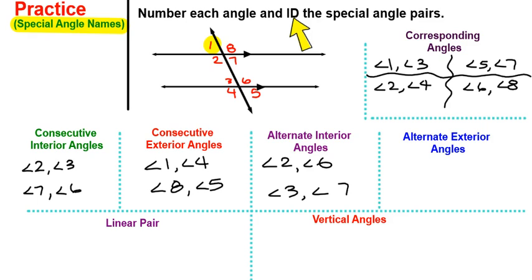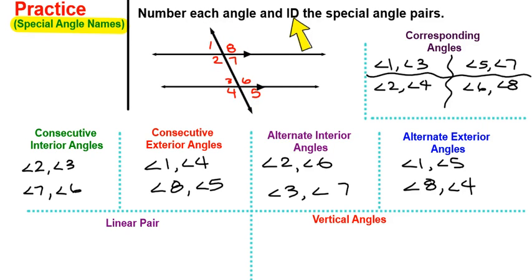If we're alternate, angle 1 on the left would pair with angle 5 on the right, or angle 4 on the left would pair with angle 8 on the right. So record those answers there, alternate exteriors. And then the linear pairs.